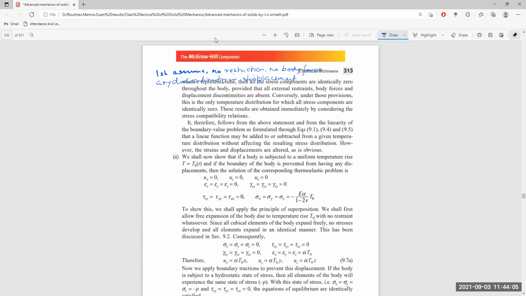As there is no restriction, what happens? All stress components are zero.